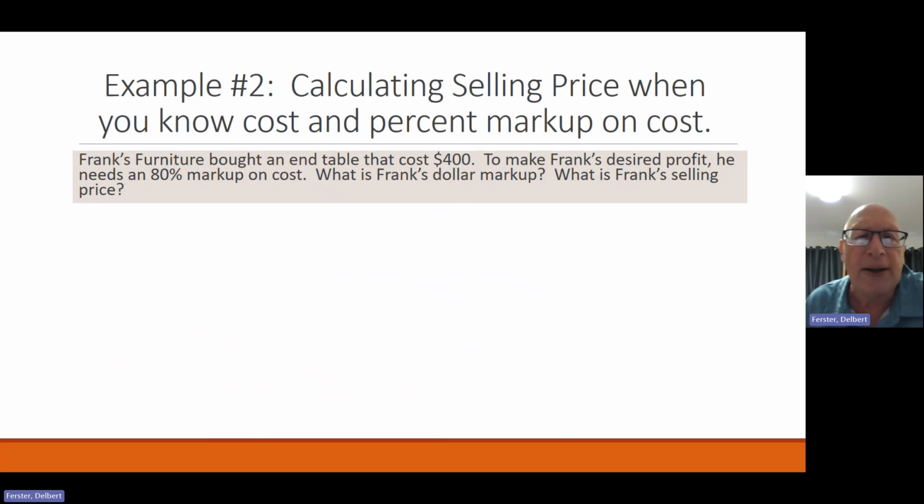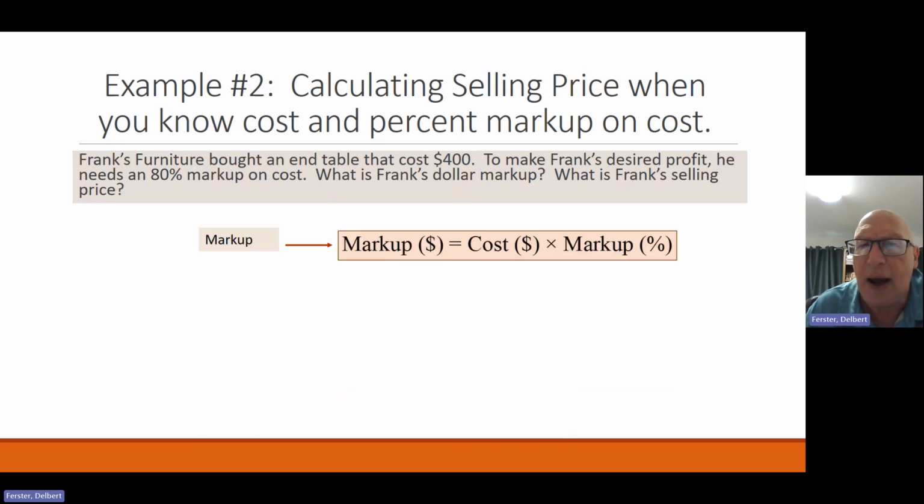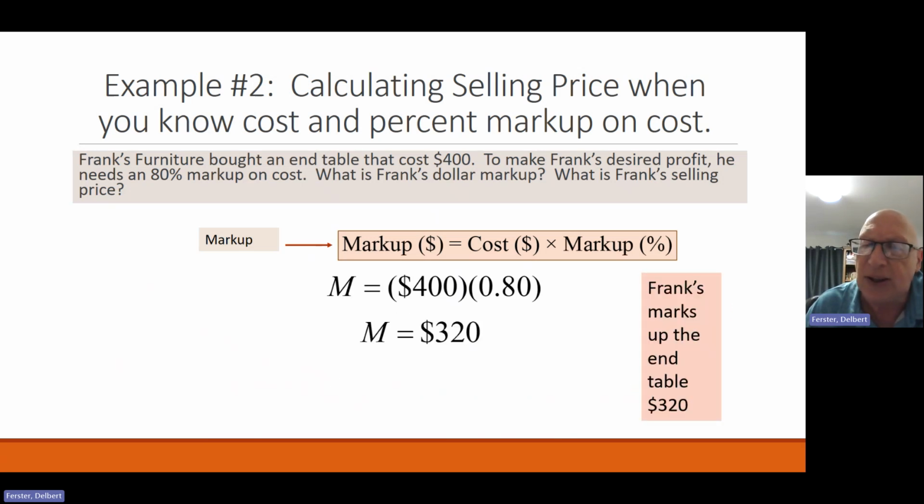Example 2. Frank's is going to buy an end table. It's going to cost him $400, and he wants to make a desired profit, but he needs an 80% markup on cost. And quite frankly, this problem's pretty clean. You can calculate the markup straight out by taking $400 times 80%, and you realize that Frank's going to want to mark this thing up $320. So that takes care of the first question.